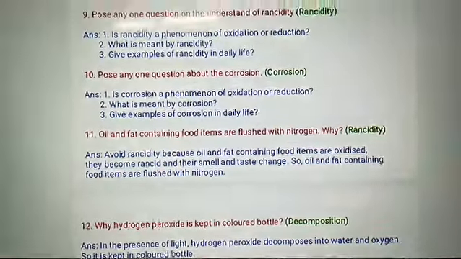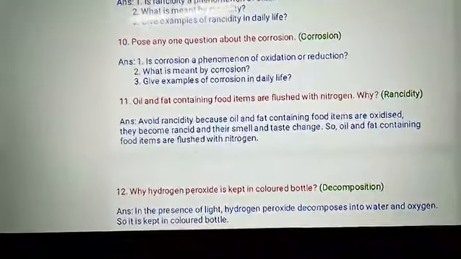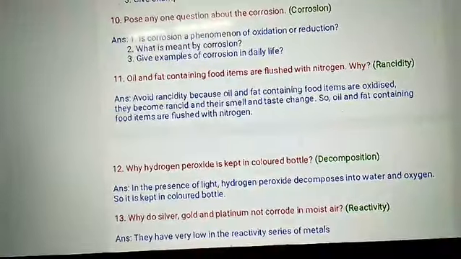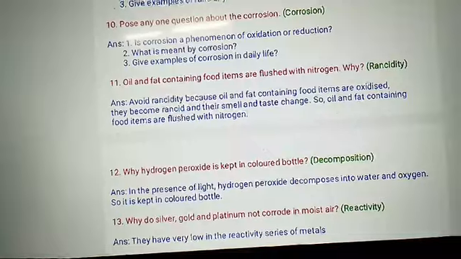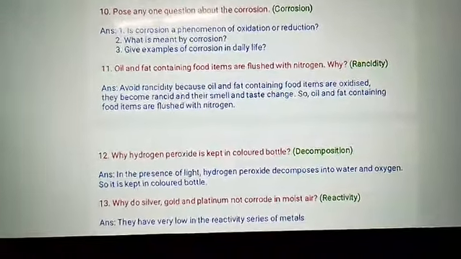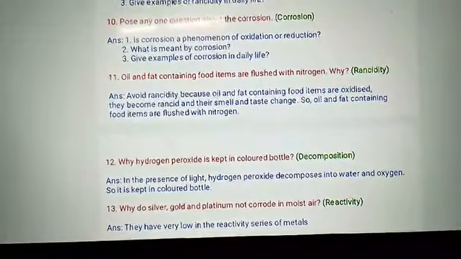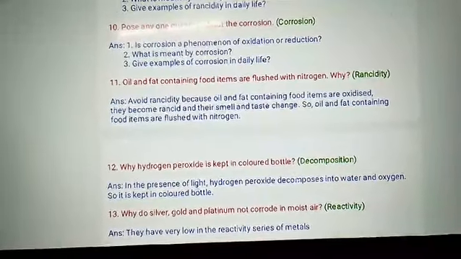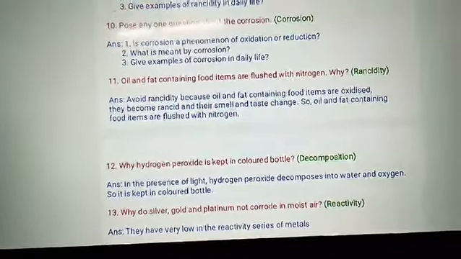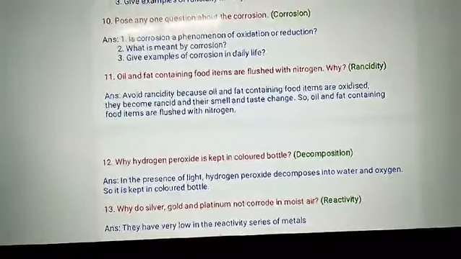Next, related to rancidity, oil and fat containing food items are flushed with nitrogen. Why? As we see, the oil packets we take from the market are flushed with nitrogen. It is to avoid oxidation and rancidity, because oil and fat containing food items are easily oxidized. They become rancid and change in smell and taste. So oil and fat containing food items are flushed with nitrogen.